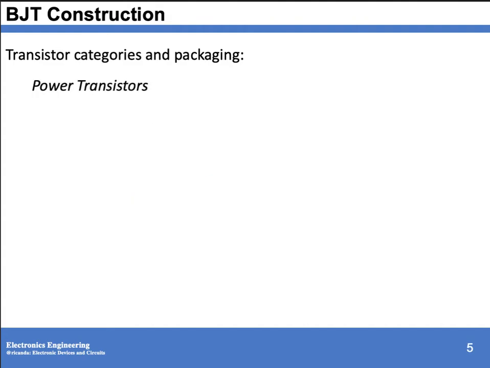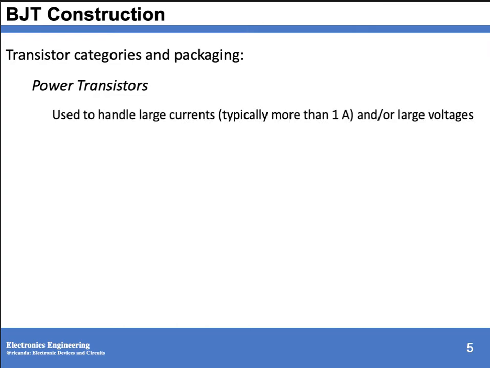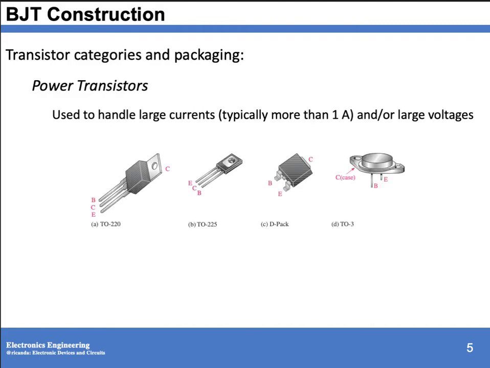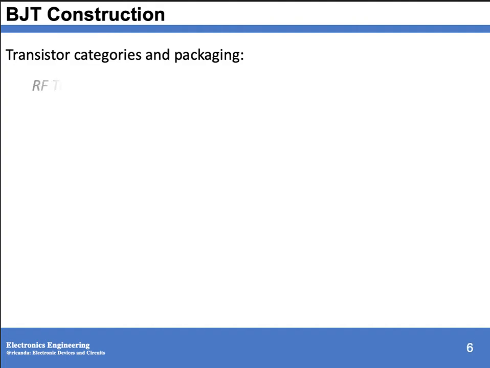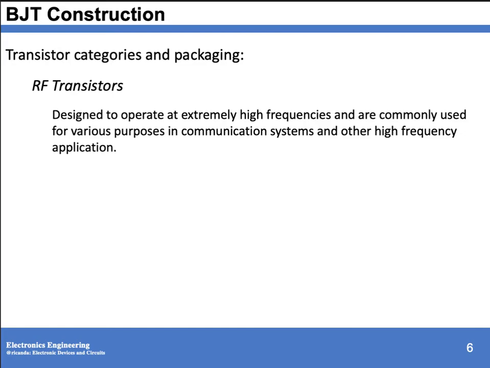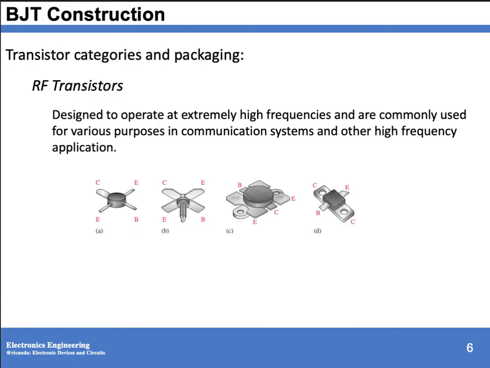The second one is the power transistor, used to handle large currents, typically more than 1 ampere, and or large voltages. So these are the packages of your power transistor. And the third one is the RF transistor, designed to operate at extremely high frequencies and commonly used for various purposes in communication systems and other high-frequency applications. And these are the packages of an RF transistor.